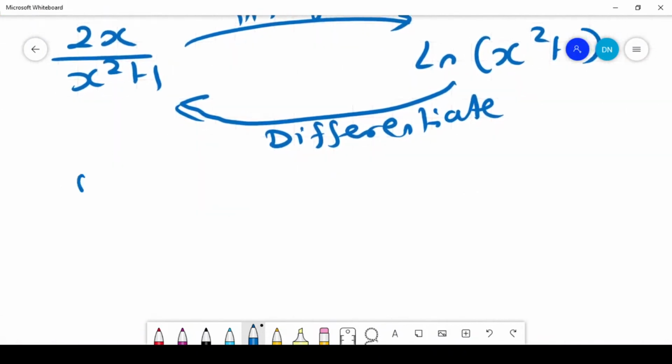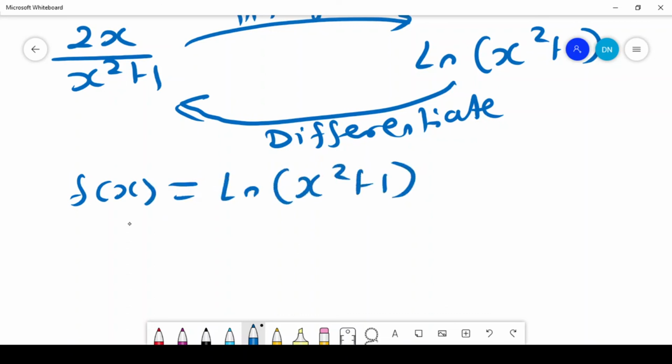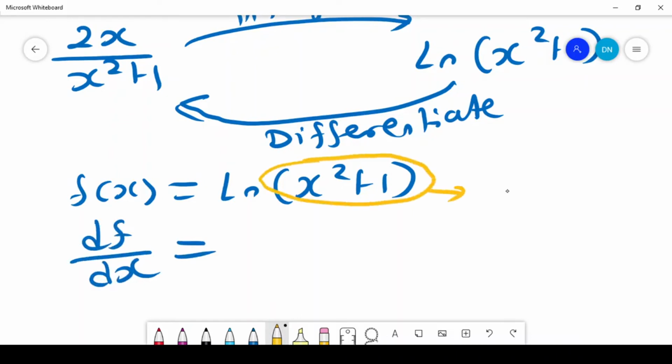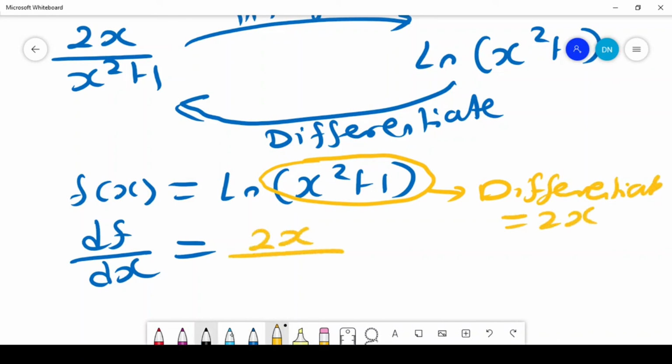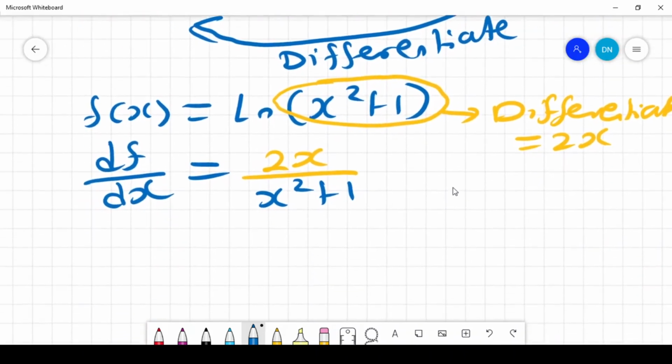So I'll start off with the differentiation. f of x is ln of x squared plus 1, so df over dx will be equal to... How do we differentiate the ln? You take this, you differentiate it, and this gives you 2x. So I'll put 2x there, and then I divide by the original function. That is the rule of differentiation. So I've seen that if I differentiate ln of x squared plus 1, I get 2x over x squared plus 1. What about if I do the integral part?